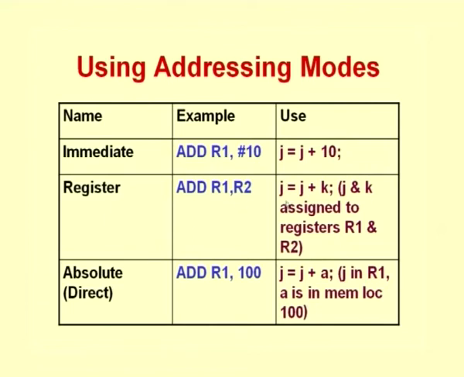Okay. Coming to absolute or direct addressing mode, let us say we had j equal to j plus a, where a is in memory location 100. So, if this was known, then you could have this instruction given as add R1 comma 100.